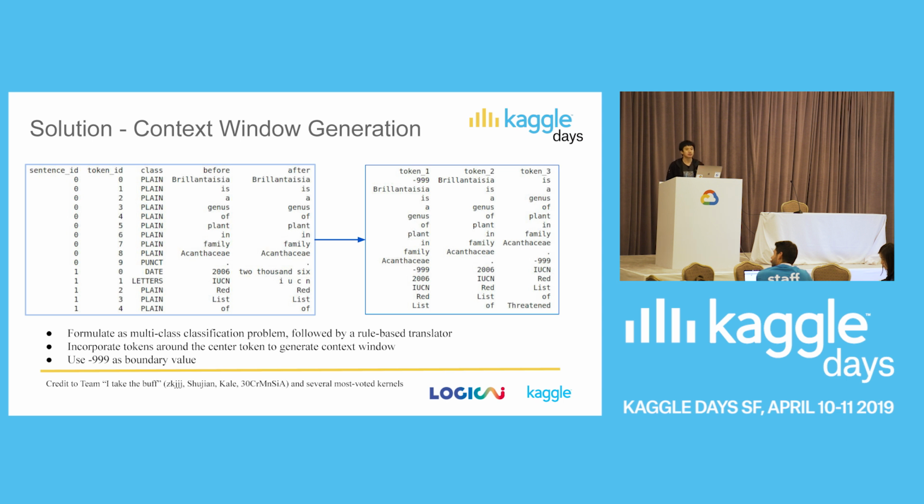And here, I just use one context window, which means there's a center token, which is token 2. Then I incorporate token 1 and token 3 in the solution. And you might see some negative 999, which is just a boundary value. What that does is indicate the beginning or the end of a sentence. Sure, OK. Now we have this context window generation.